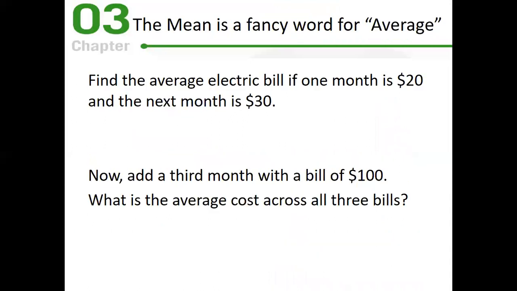Okay, the mean is a fancy word for average. We've all calculated averages before. If our electric bill for one month is 20, the next is 30, we take the average: 20 plus 30 is 50. Divide that by 2, we have an average electric bill of 25. Okay, we can add a third month of 100. Okay, then we end up with an average electric bill of $50. Okay, 150 divided by 3.